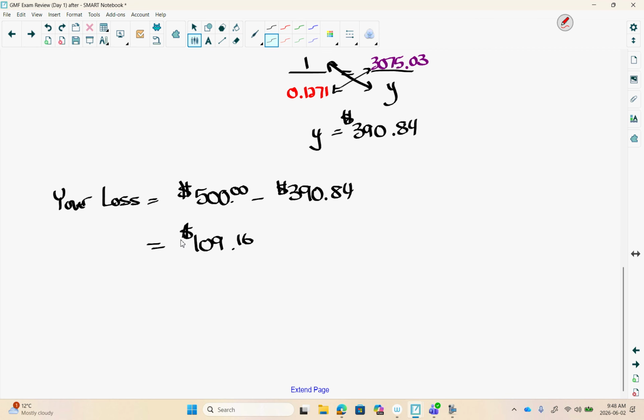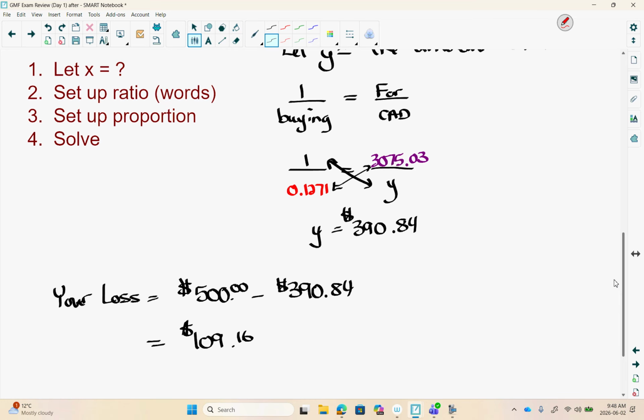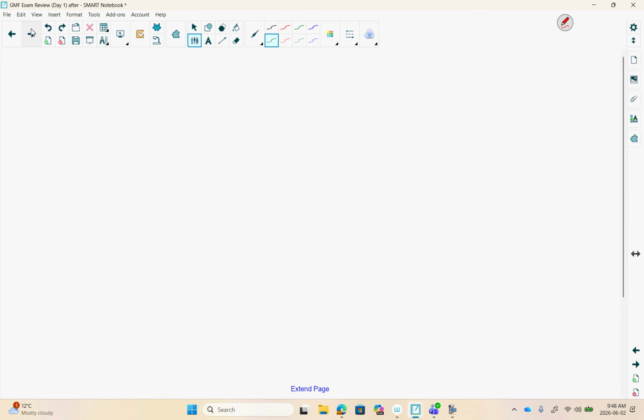Everyone okay with that? This was the basis for this whole unit. We're talking proportional reasoning. We were setting up ratios or rates. The next question.